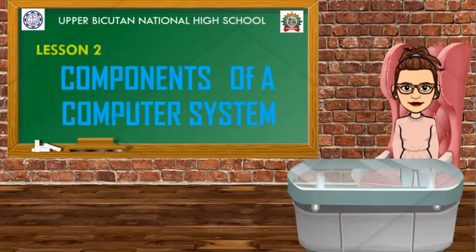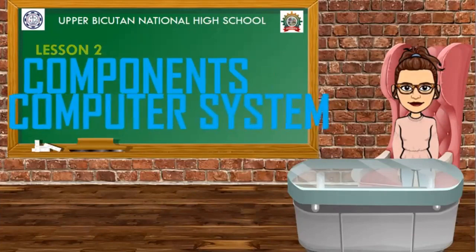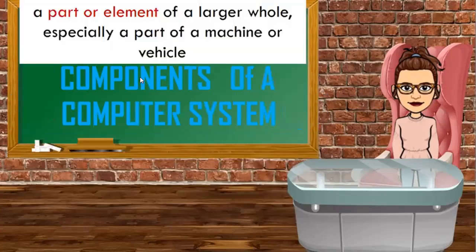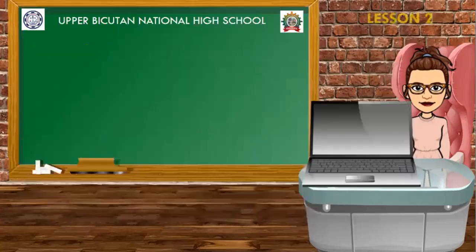Before we dig in further, let us define first the terms, components, and computer system. Let us first define the word components. A component is a part or element of a larger whole, especially a part of a machine or vehicle. The next term we are going to encounter in this discussion is computer system. A computer system is a collection of entities that are designed to receive, process, manage, and present information in a meaningful format. With that definition of terms, we are now ready to learn the components of a computer system.